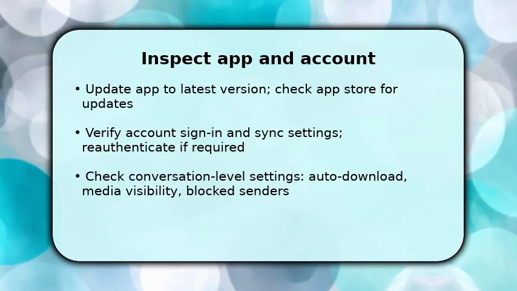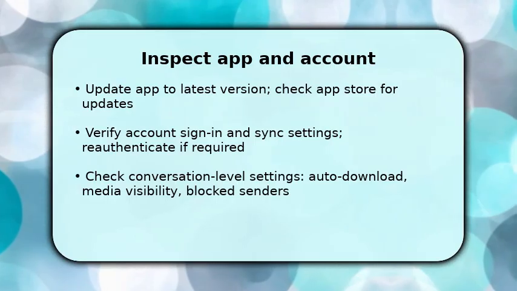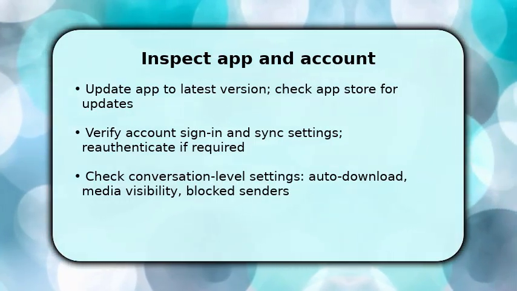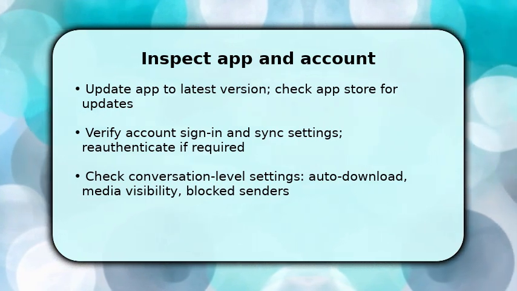retrieval. Once authenticated, inspect per conversation options like auto-download, media visibility, and blocked senders. These control whether images appear. If a setting was off, toggle it and force a manual sync to fetch photos.